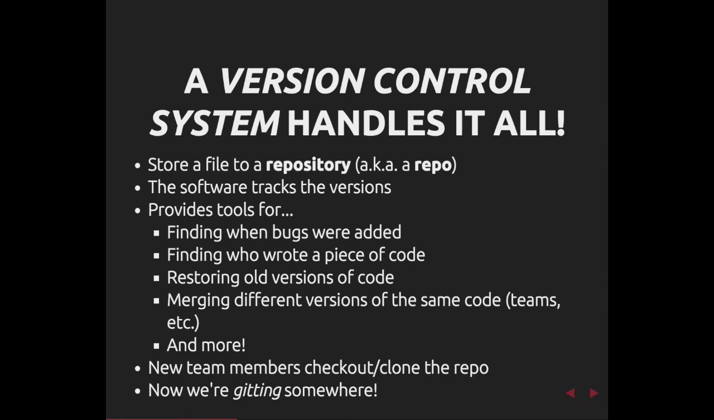The basic premise of a version control system like Git is to store your development files into one repository, also called a repo. From there, the software will track what changes, what gets added, different branches of development, different versions. You can use a version control system to find where a bug was introduced in the history of your code.